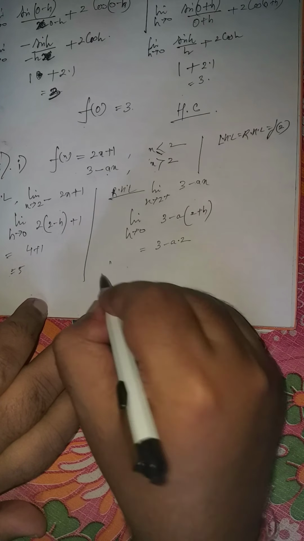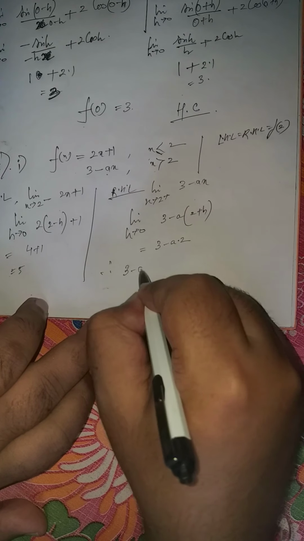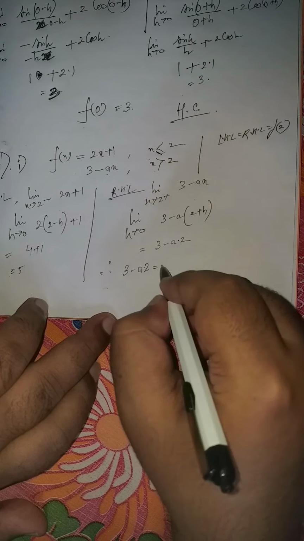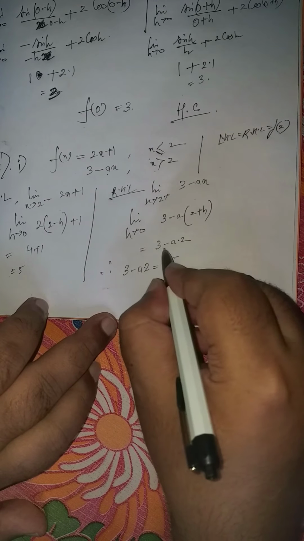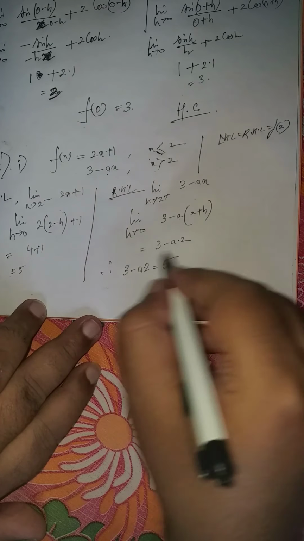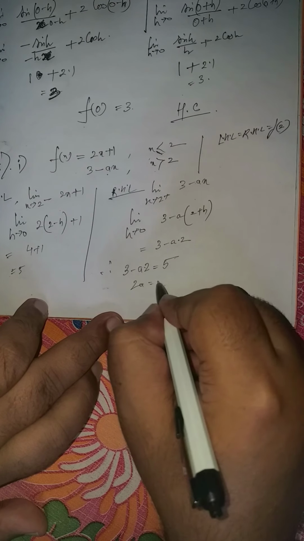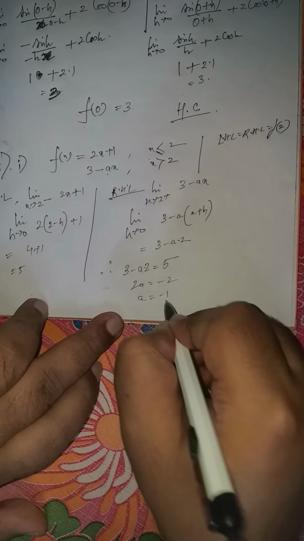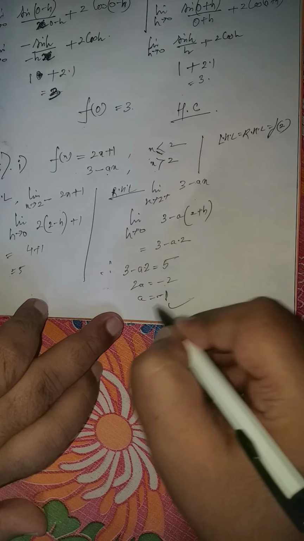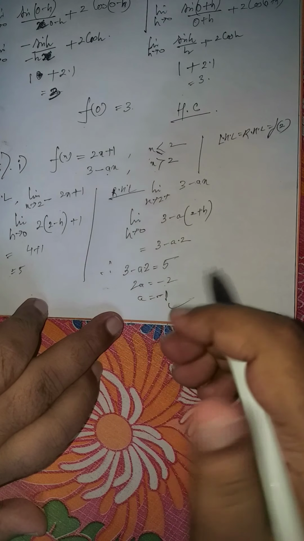So for LHL to be equal to RHL, you can write this 3a minus 2. You can equate these two values. So from here you will have 2a minus 2, a equals to minus 1. So like this you can find the unknown value.